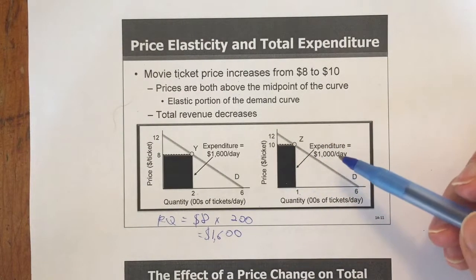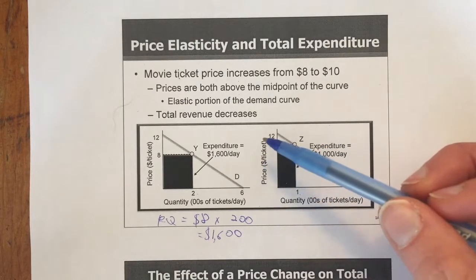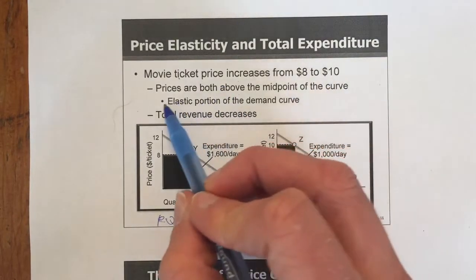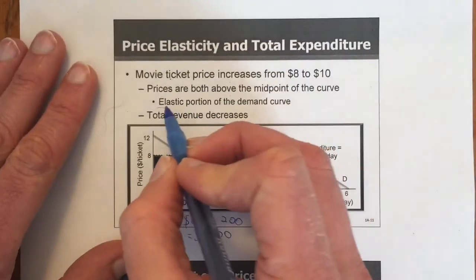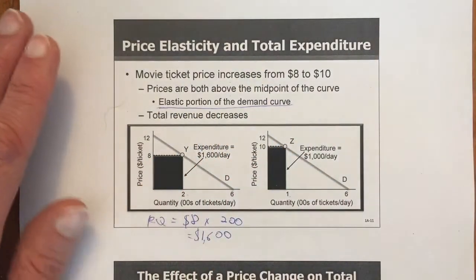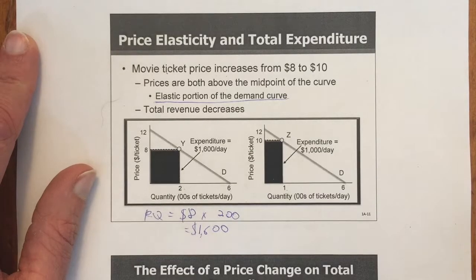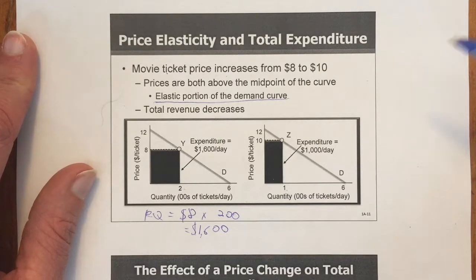So in this example, even though the price is increasing, the total expenditure is decreasing. This all comes down to what the elasticity is at each point on the demand curve. It's the elasticity at that point that's going to determine how a change in price is going to affect total expenditures.